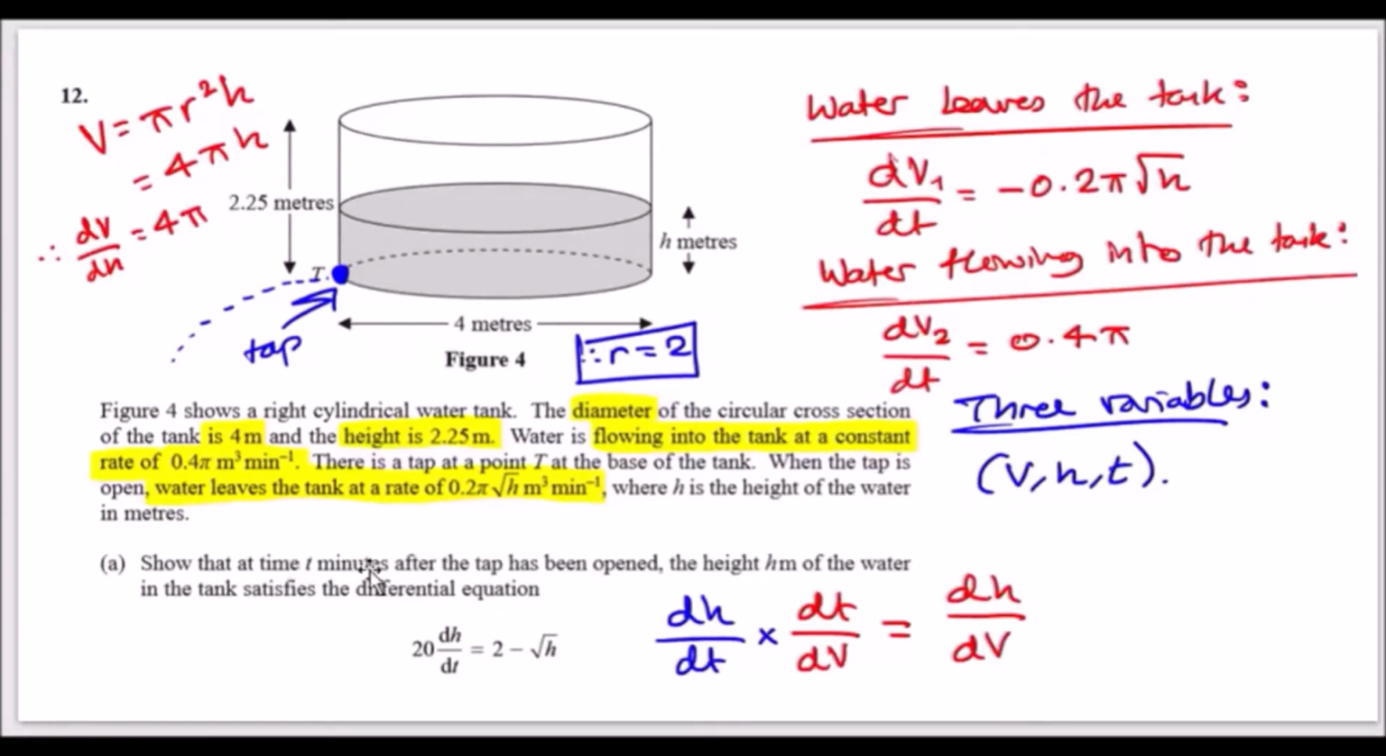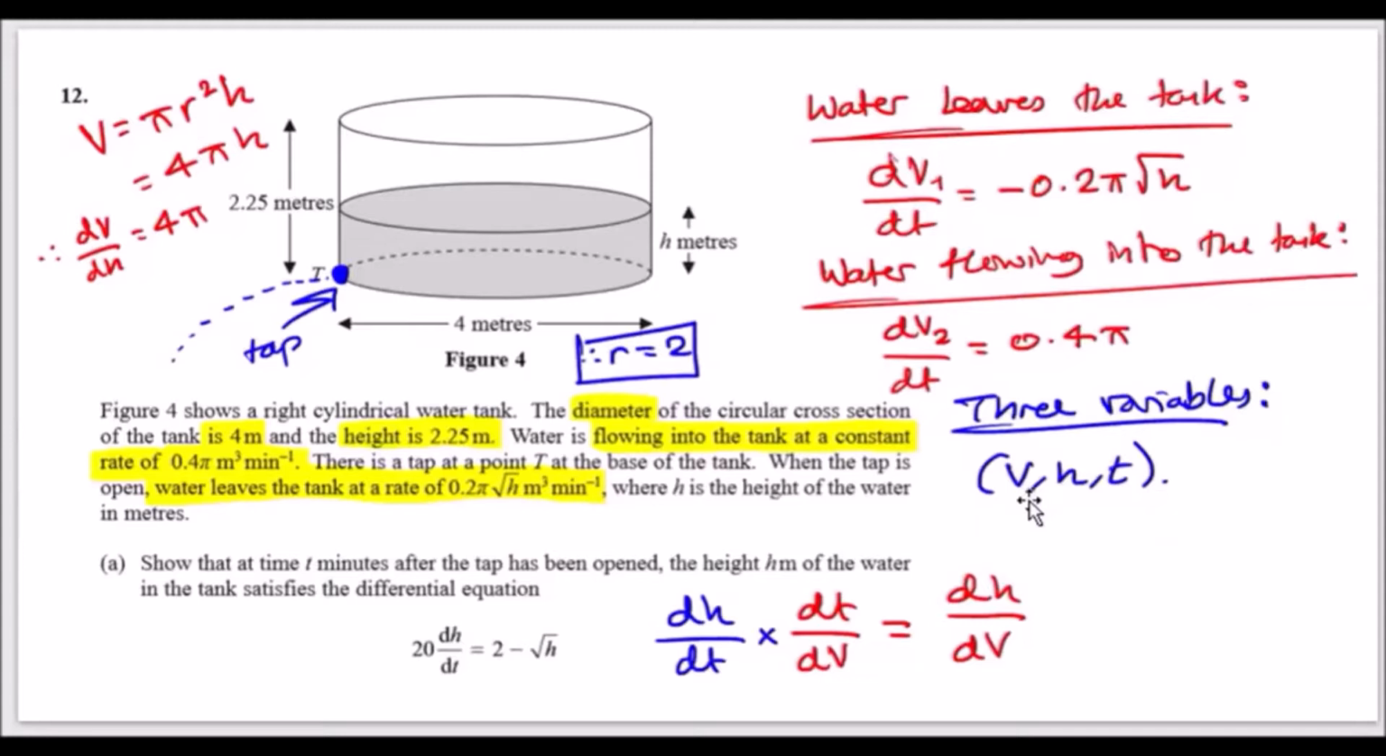Now, show that t minutes after the tap has been opened, the height of the water in the tank satisfies the differential equation. We need to prove this equation, so we need to formulate it. Now, a quick tip: we need to firstly count what variables we have. For these kinds of questions, always check your variables.